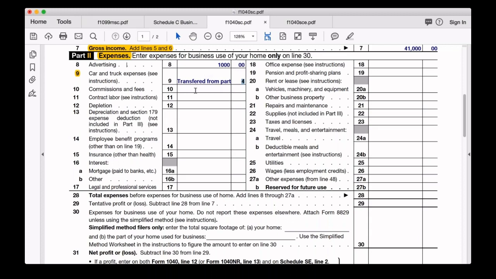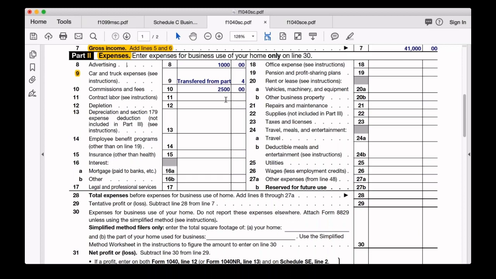Okay, so we have $1,000 there in advertising. So let's go to commissions and fees. Let's say that if I pay anyone to promote my business, and I paid them a commission, or maybe the person who's helping me sell the catering works on commission. So let's say that I pay that person $2,500 in commission. So there you go. You have $2,500 right there.